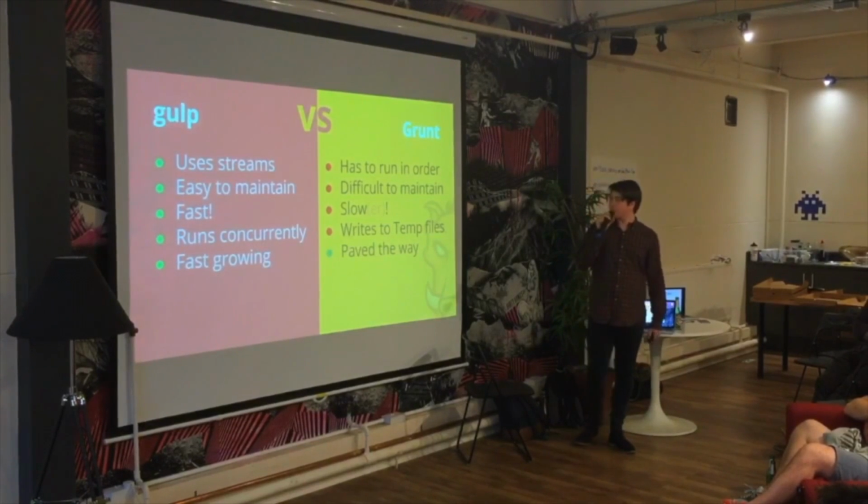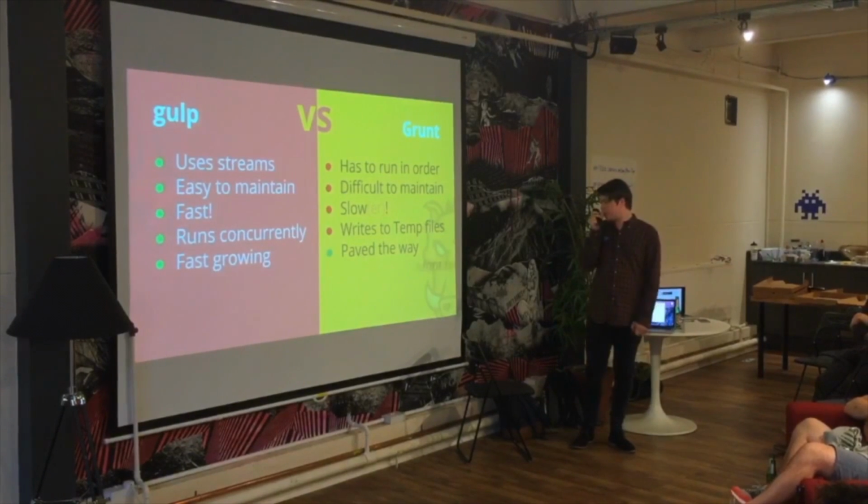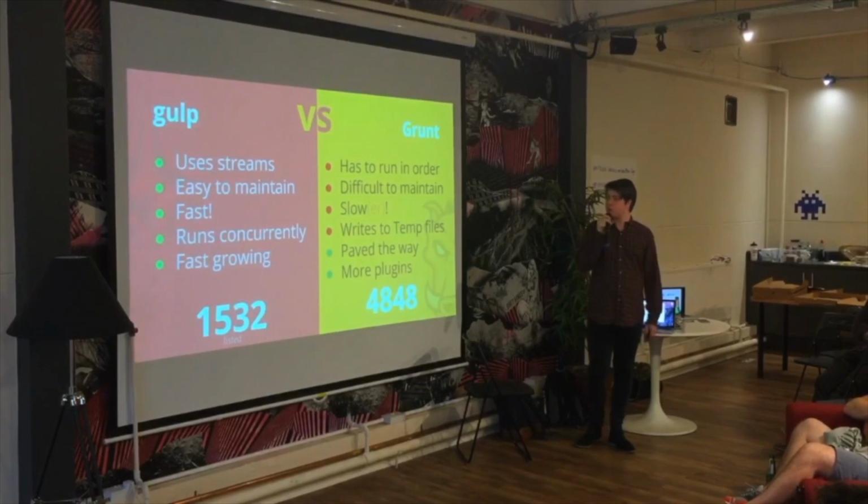But it did pave the way. It was the first task runner, and because of that we got Gulp out of it. And it currently has more plugins. Now this isn't necessarily a bonus. As of right now, Grunt has 4,848 plugins versus Gulp's 1,532.